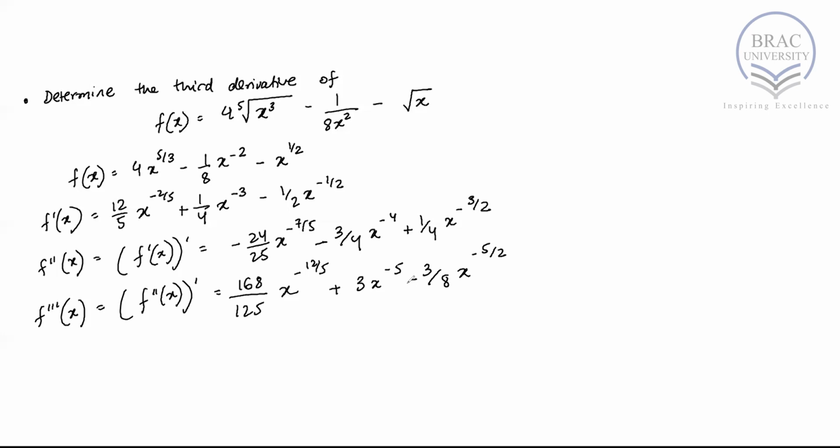So now we can just rewrite this to look something like this for the final answer. So 168 divided by 125, since it has a minus in the exponent, it goes down. So this will be the fifth root of x to the power of 12, plus we can write this as 3 divided by x to the power of 5, minus, again negative, so this goes down, 3 by 8 square root of x to the power of 5. So this is our final answer here, which is the third derivative of the function f of x.